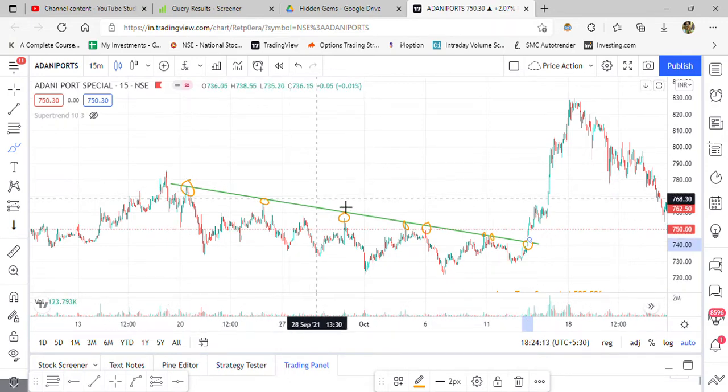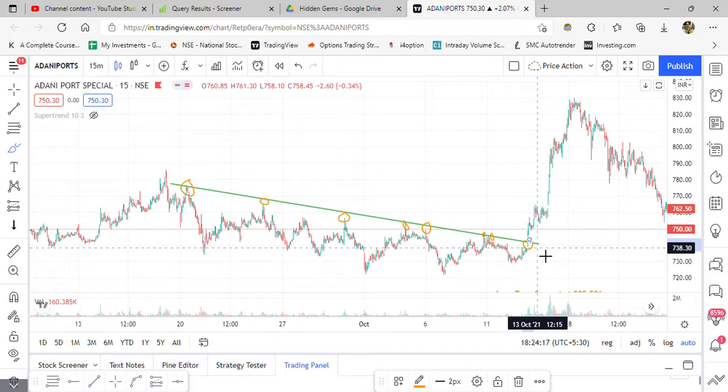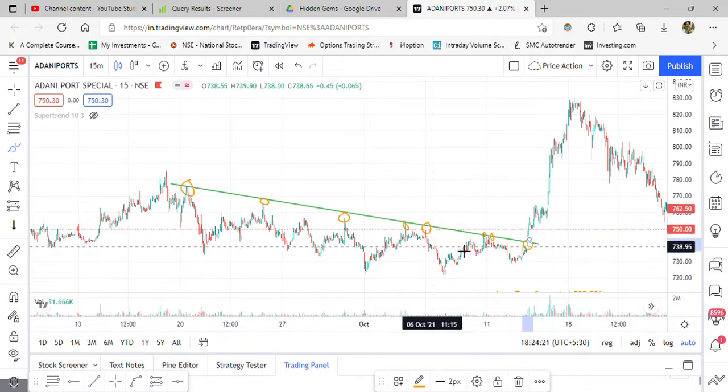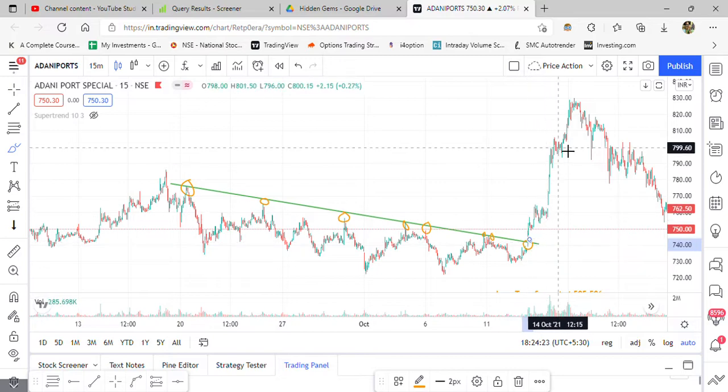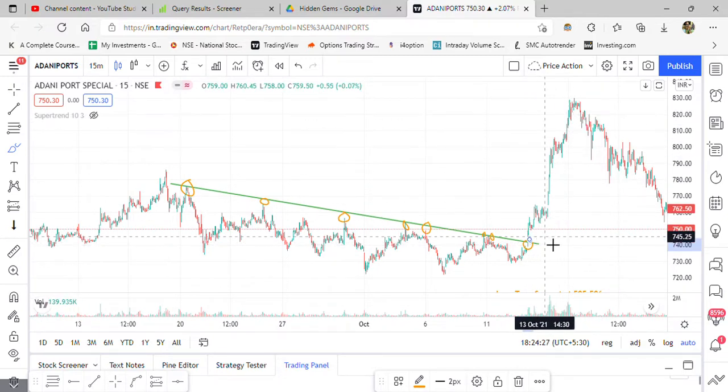So this is the upper trend line, and as you can see how the stock has given a breakout, and it has given a massive rally after giving a breakout from this level.